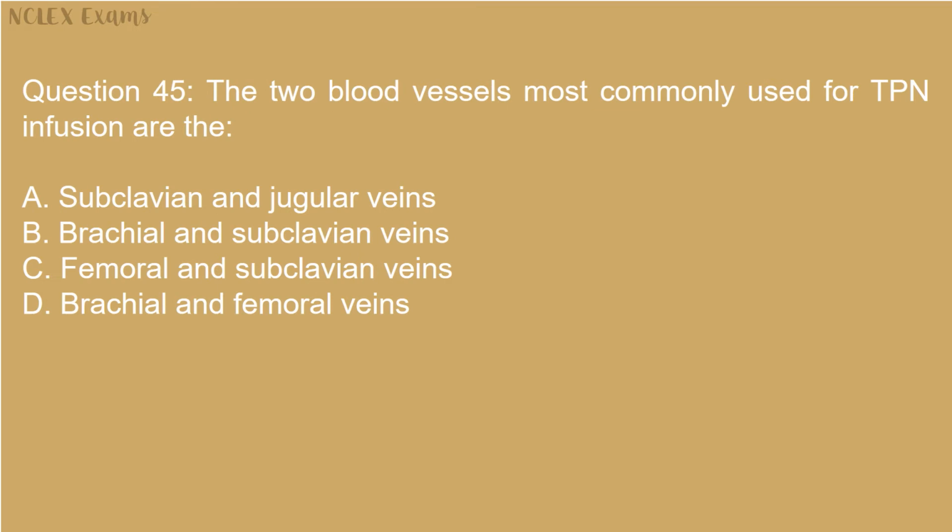Question 45. The 2 blood vessels most commonly used for TPN infusion are the: A. Subclavian and jugular veins. B. Brachial and subclavian veins. C. Femoral and subclavian veins. D. Brachial and femoral veins.